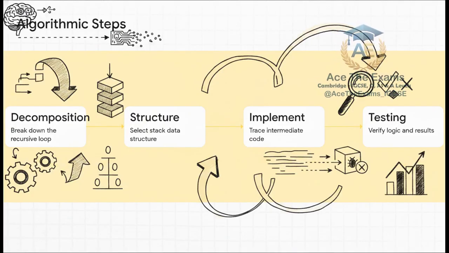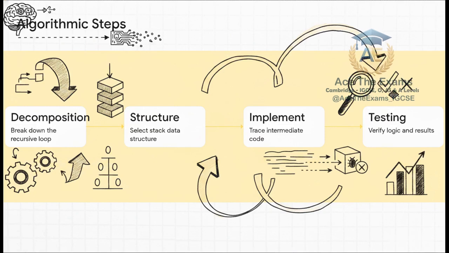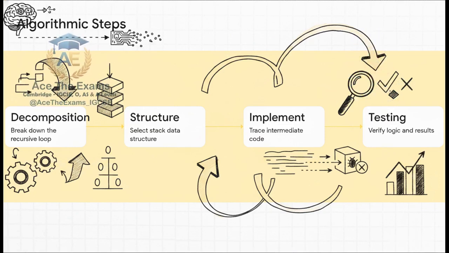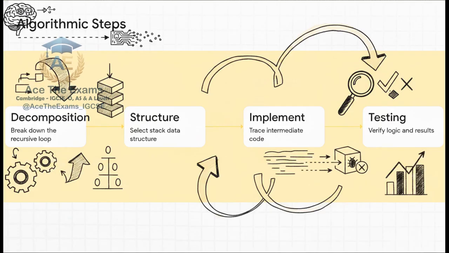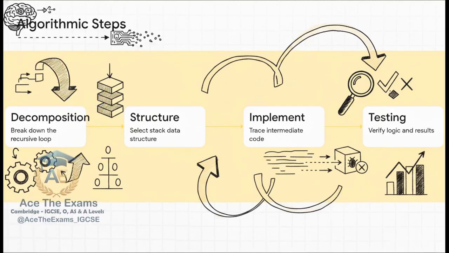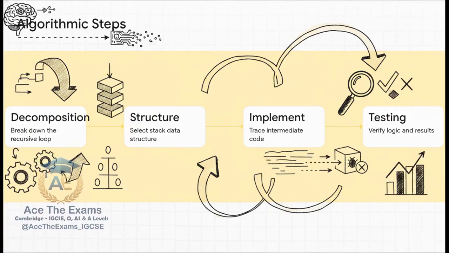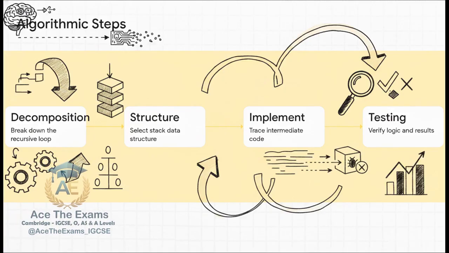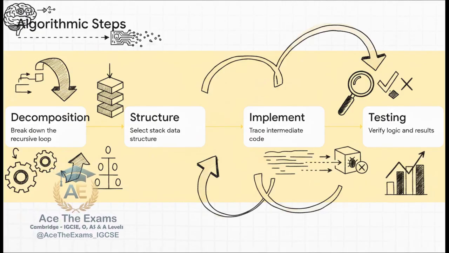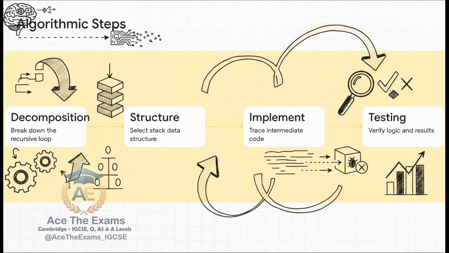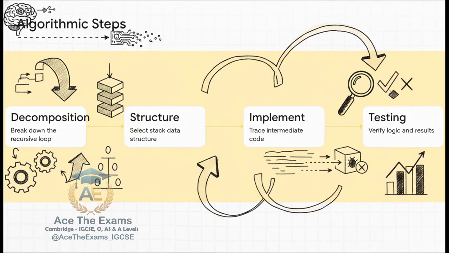Step 1 is step-by-step decomposition. You've got to break down the recursive loop into its base case and its recursive step. Step 2, data structure selection. Explicitly identify that a stack is the essential data structure the compiler uses here. You have to state that. Step 3, efficient code implementation. Trace how the compiler generates intermediate code for these steps. And step 4, rigorous testing.